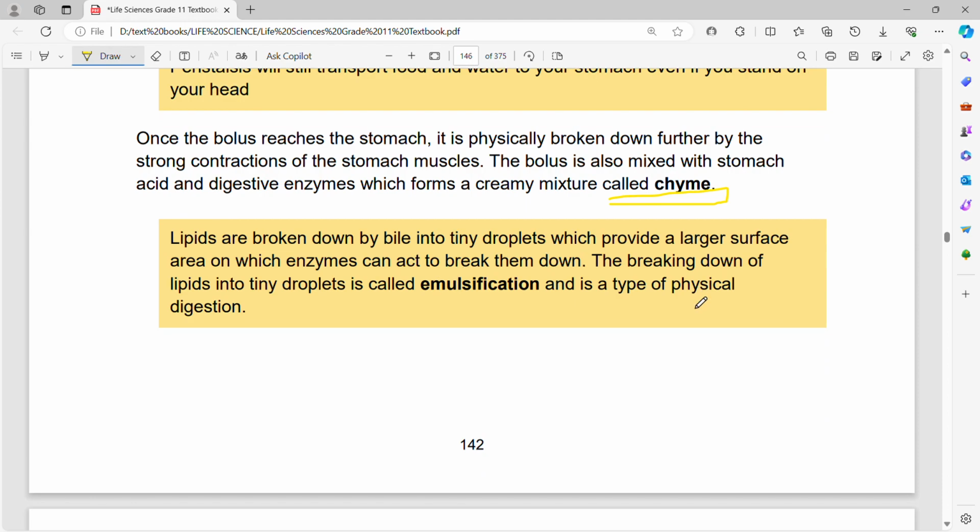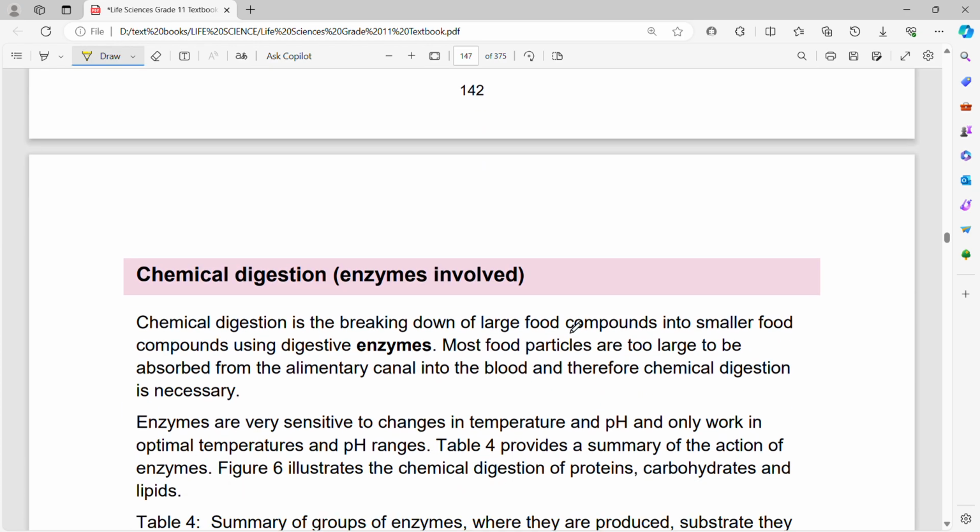The breaking down of lipid into tiny droplets is called emulsification. Emulsification means the emulsion, where your oils and fat don't mix together, right? So it will only be broken down, and it is also a type of physical digestion.